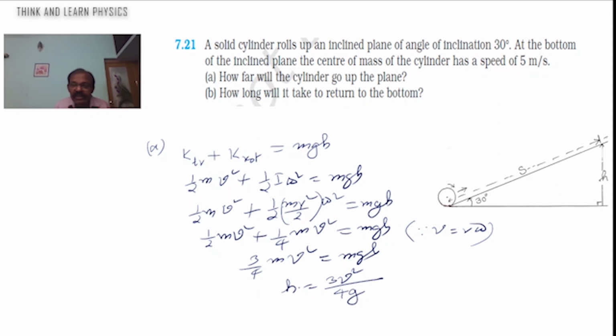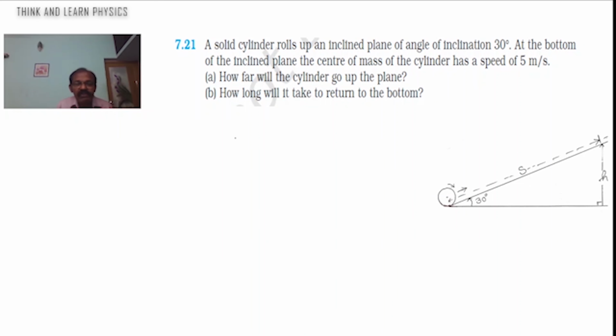Now we have to find the distance traveled by the solid cylinder. For that, we see that sin 30 equals h divided by s. Therefore, h is equal to s sin 30. So we see that S into sin 30 equals 3v square divided by 4g, or S equals 3v square divided by 4g into sin 30 in the denominator.